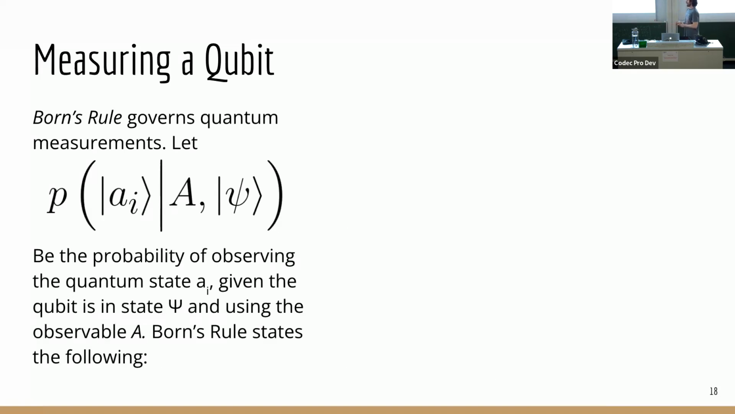Now, there is a rule that governs which states we observe and with which probabilities, and this is called Born's rule. So when we make an observation with an observable A, we will observe the qubit collapsing into one of the two orthonormal eigenvectors of the eigenbasis. So here we have a probability that we will collapse into the eigenvector a_i, given our observable A and some qubit psi that we want to observe.